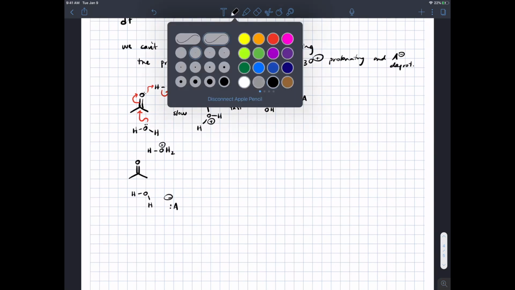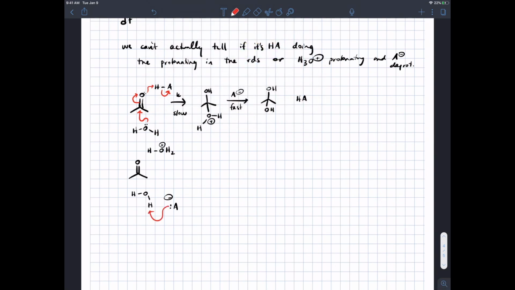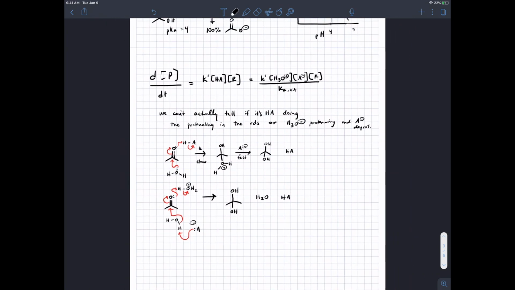Oops, I wanted red. We remove a proton, we attack the ketone, we break the pi bond, and then we protonate the incipient negative charge on the oxygen to get the hydrated molecule and regenerate our acid. The rate laws for those two scenarios would be exactly the same, and so you can't tell the difference between them.